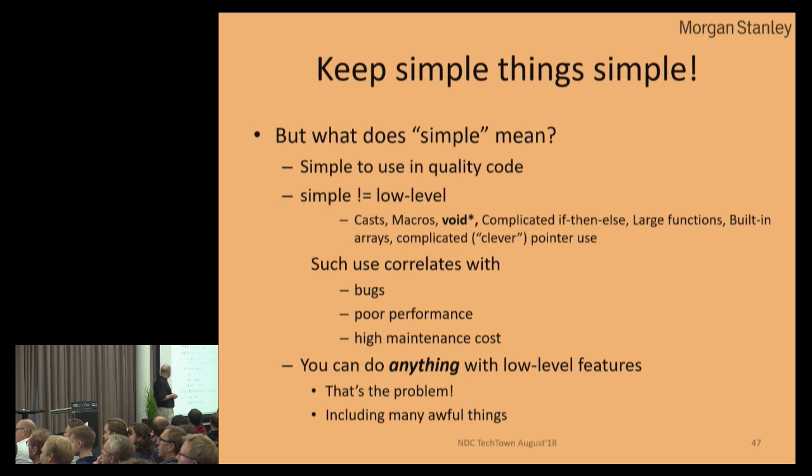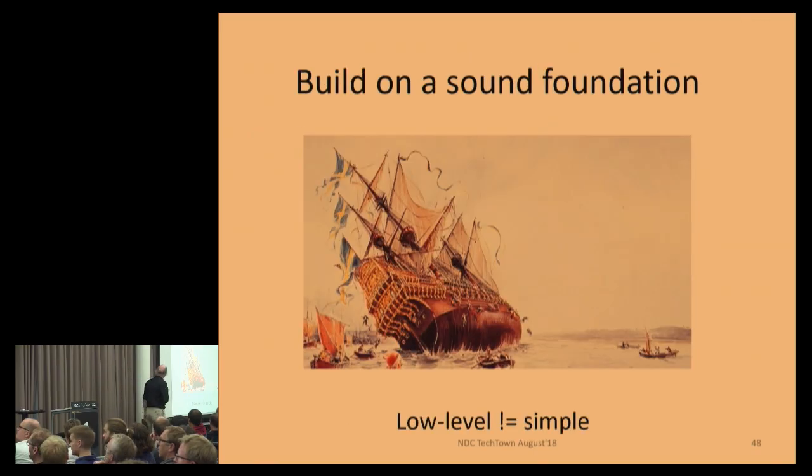And you can do anything with low level features, and that's exactly the problem. I mean, why don't we use goto? The answer is it can do anything. We want something that's better behaved, like a for loop or an if statement or something like that, or an algorithm at the next level. So that's it. And build on a sound foundation.